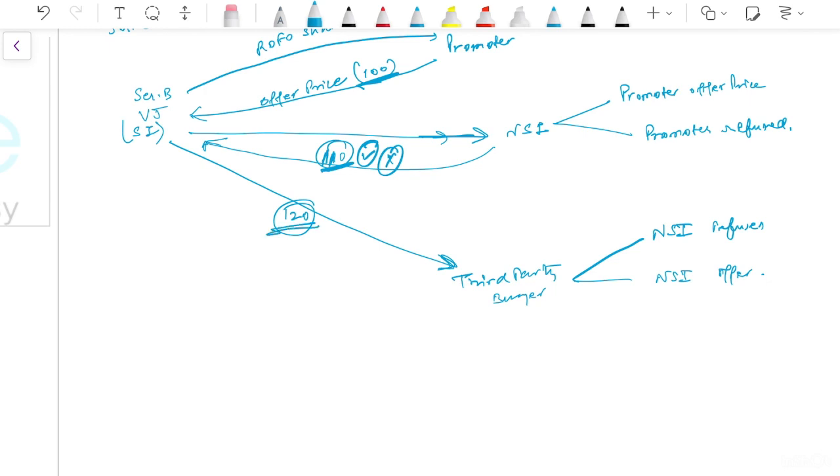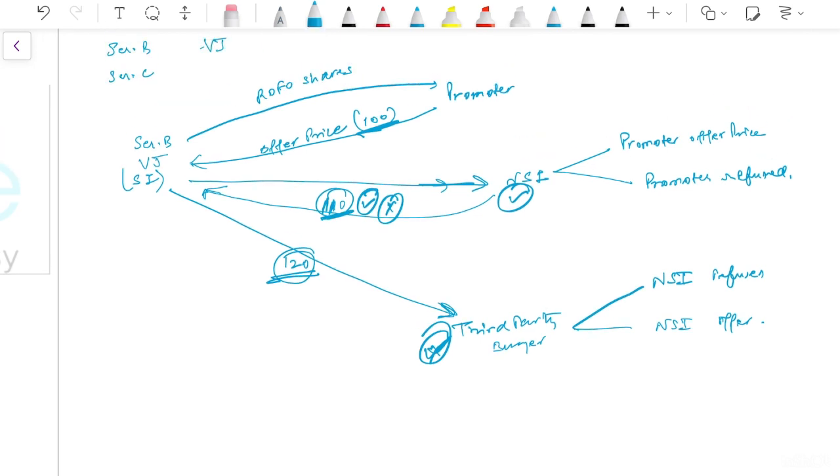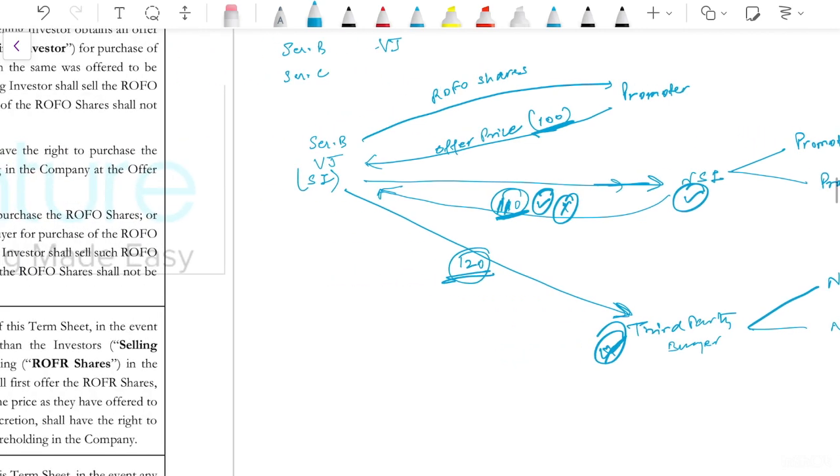Now, if a third party buyer gives me 120 rupees as an offer, I will go to the non-selling investor and communicate to them, are you willing to go over and above 120? If they say yes, I can sell to them. If they say no, then I will sell to the third party buyer. So basically, through this clause, as a selling investor, I first have to go through some of the existing folks before I try to sell to the external people. And that actually brings in the clause of ROFO.